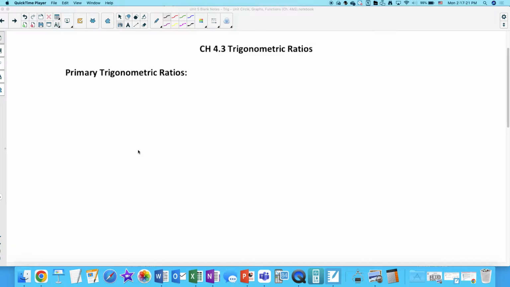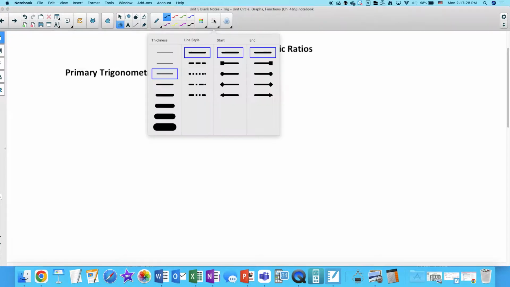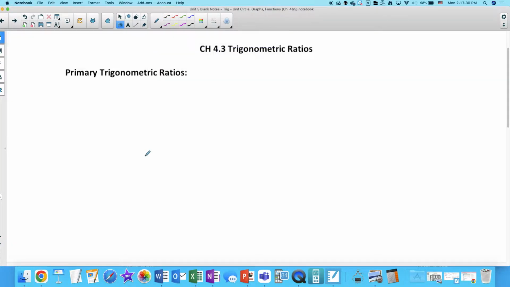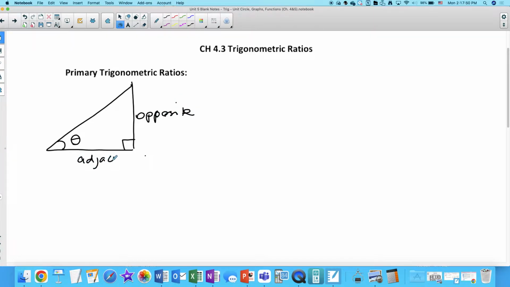So we're going to start out with a little bit of review of the primary trig ratios. Okay, primary trig ratios. This is back to Math 10C. If that's our angle theta, then this is the opposite side. This is the adjacent side. And this is the hypotenuse.